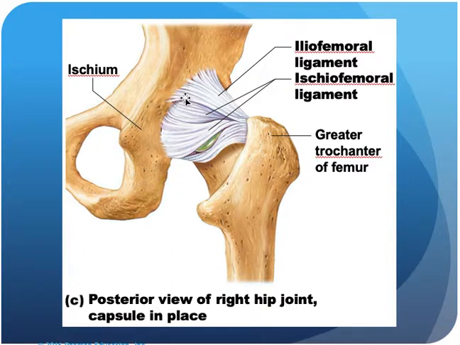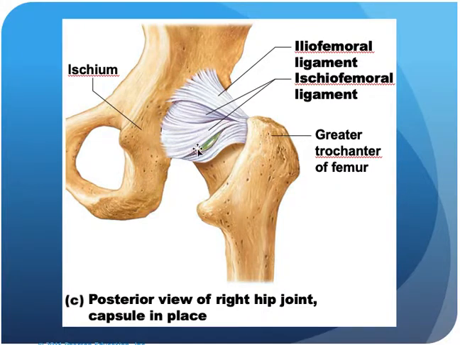Here is a picture of our ligaments. This is posterior, and I know that because I can see the ischium, and we know that that's on the back part of the pelvis. This is my iliofemoral, so ilium to the femur. And then this is my ischiofemoral, ischium over to the femur.